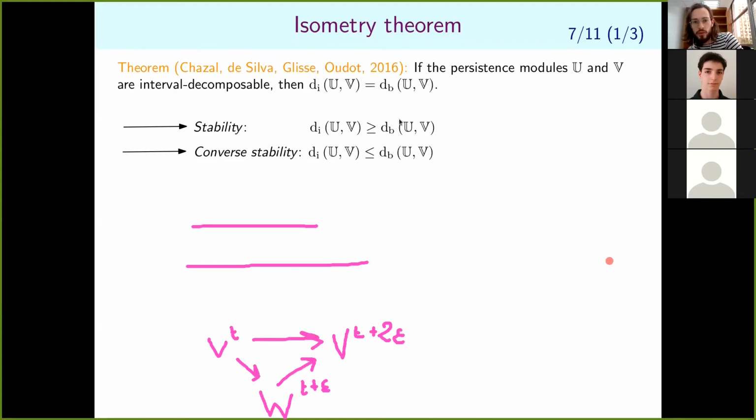Okay, so this is the commutative diagram that is asked for every value of t. So here are the maps of my interleaving.